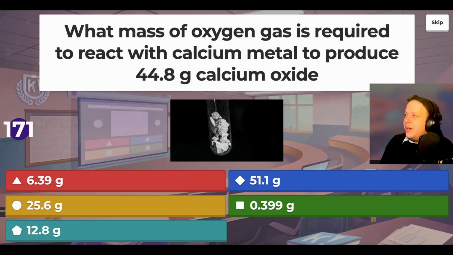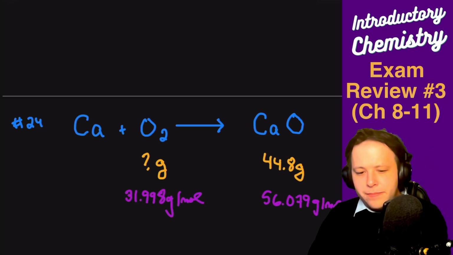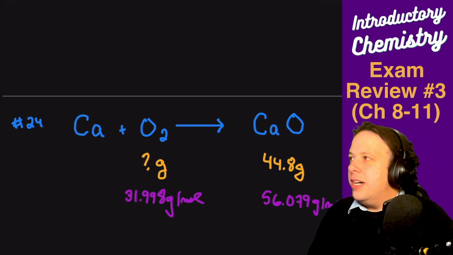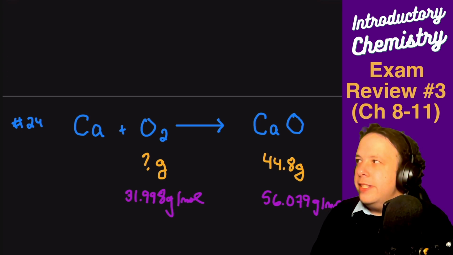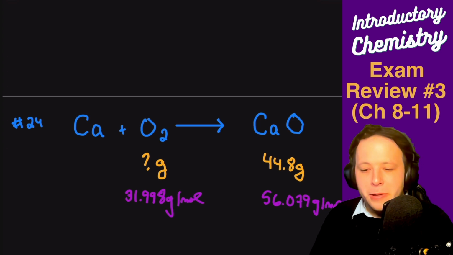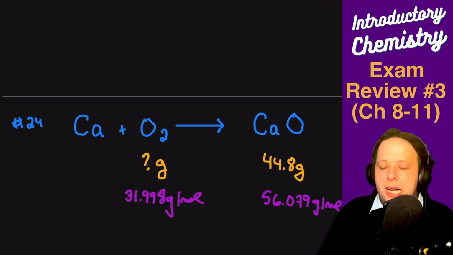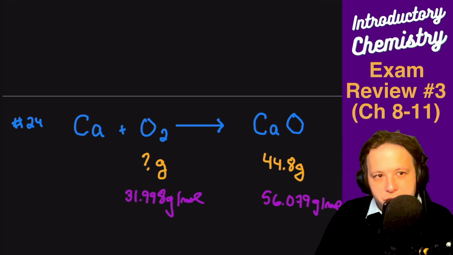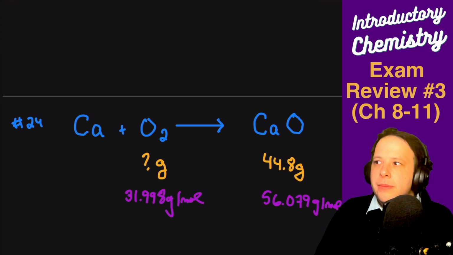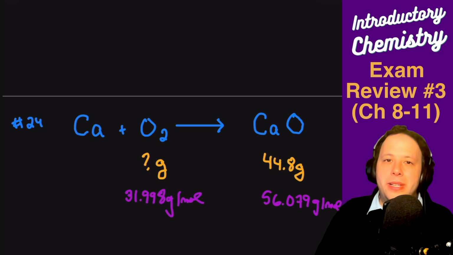What mass of oxygen gas is required to react with calcium metal to produce 44.8 grams of calcium oxide? Let's talk about it. This one is very much a Chem 1A problem, meaning Chem 1A is for majors level chemistry. It has a lot of unknowns about it. You have to do a lot of things.